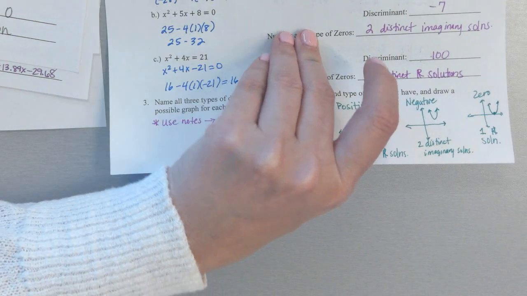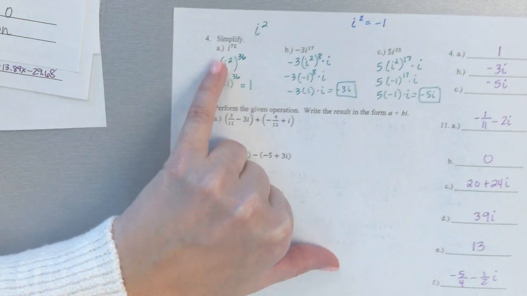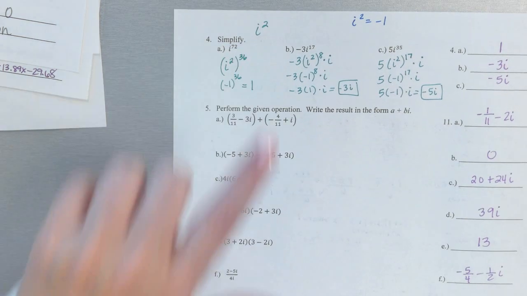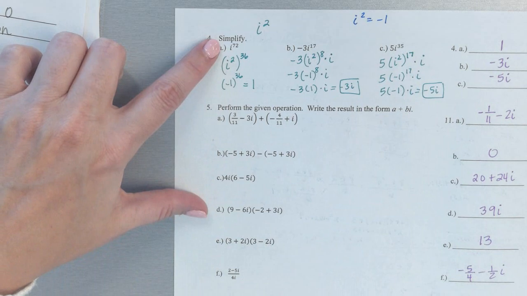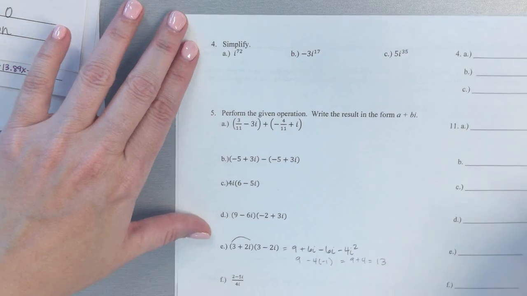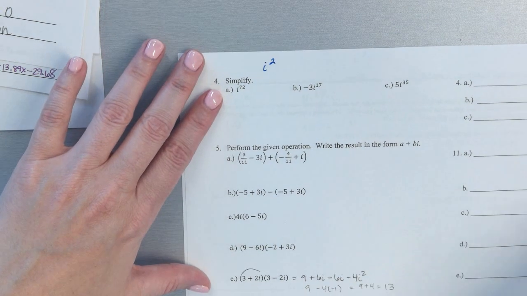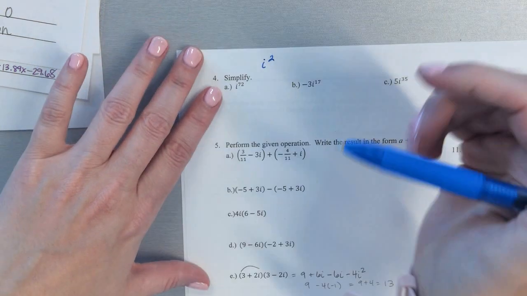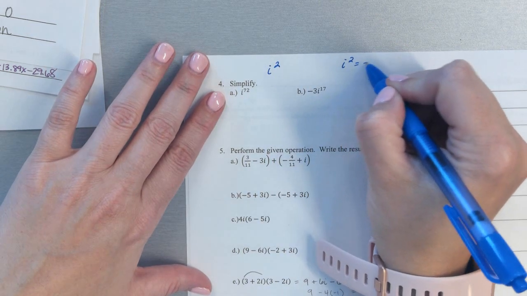All right, let's look at the back part. Okay, so the simplifying. When you are simplifying, you have to write this in terms of the i squared. Okay, so these I'm actually going to do out with you. The whole reason why you're trying to write them in terms of i squared is because what do we know i squared is equal to? Yeah, so i squared equals negative 1.